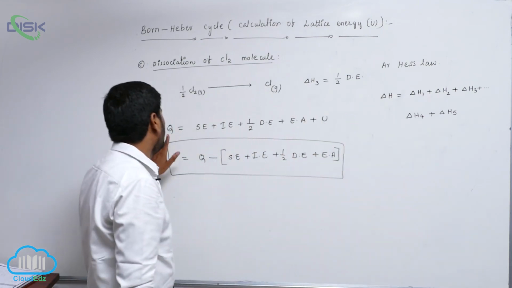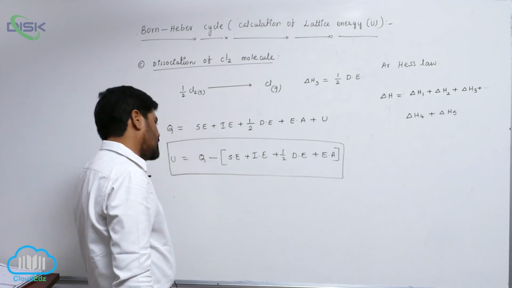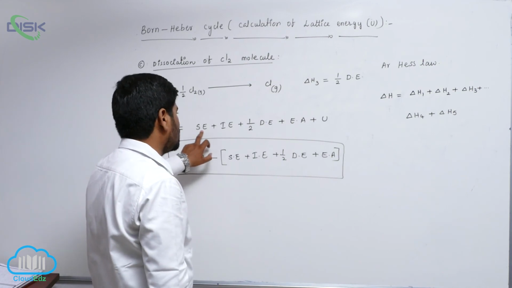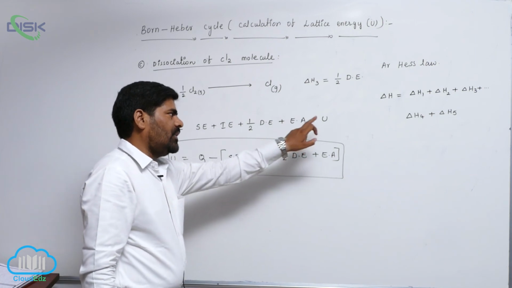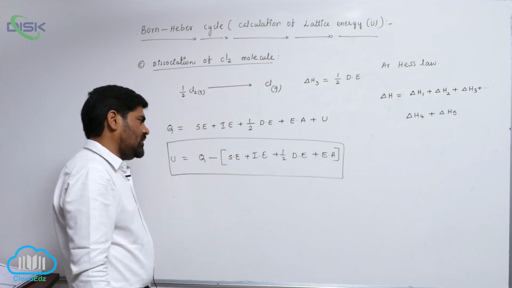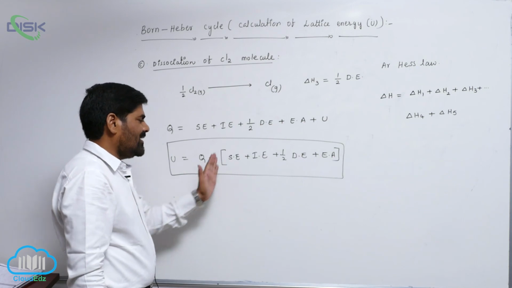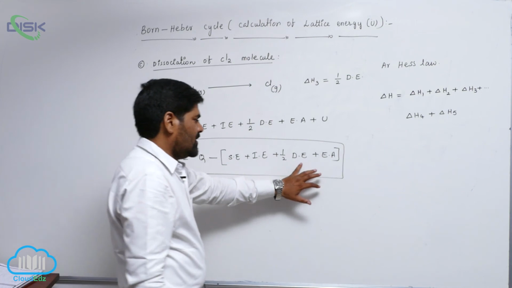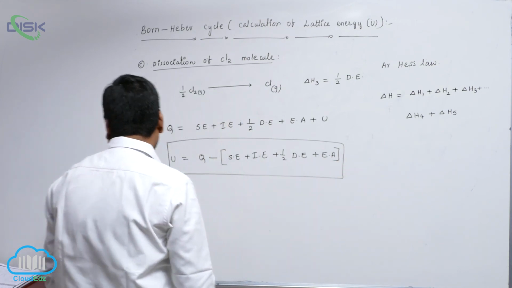So therefore Q equals heat of reaction, or heat absorbed or heat released, sublimation energy, ionization energy, dissociation energy, electron affinity and what? Lattice energy. So therefore lattice energy equals heat energy minus sublimation energy, ionization energy, dissociation energy and electron affinity. What is that? Electron affinity.